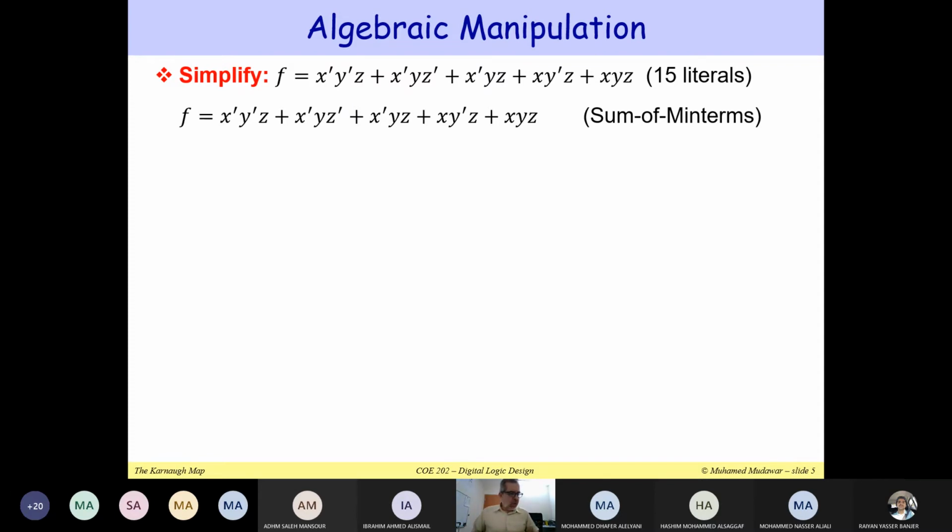So the best way to minimize this is to look at terms that differ by one variable. For example, this is x prime, y prime, z. So I have x prime z. Here I also have x prime z. Here I have y prime. Here I have y. So this can be easily simplified. Similarly here, if you look at these two, I can easily simplify because they only differ by, here I have y prime, here I have y, but they have the same x and z, okay?